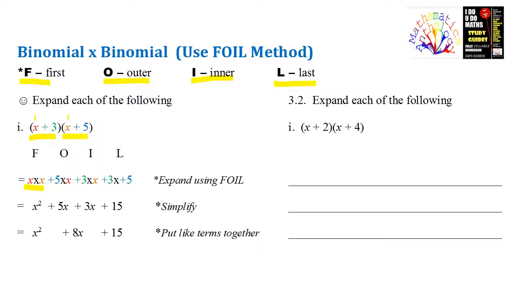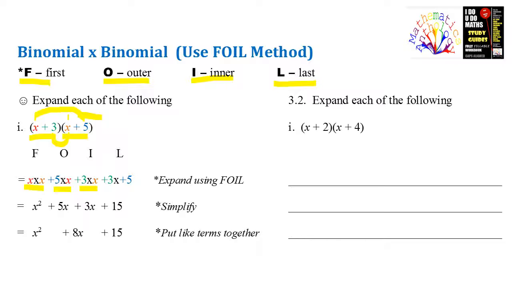Then my O now is the outer values. So the outer values is my first term there, which is x, and my last term here, which is 5. So that will become x times 5. There we go, or 5 times x is the same thing. Now we look at I, which is inner. The inner values are positive 3 there and positive x there. Those are the 2 inside values in my question here. So positive 3 times x. There we go. That's my I.